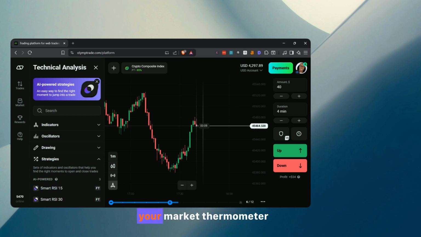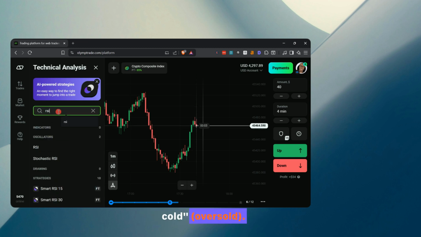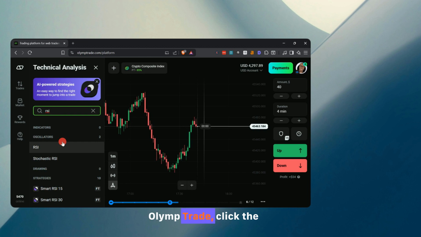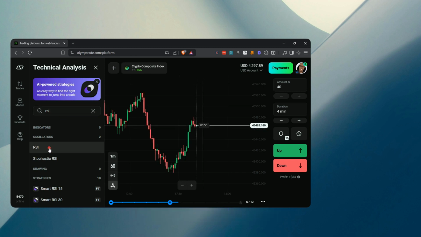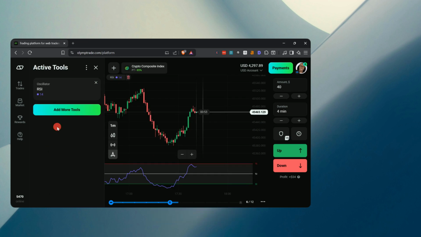Think of RSI as your market thermometer. It tells you when an asset is too hot, overbought, or too cold, oversold. To add RSI on Olymp Trade, click the Indicators button, search for RSI, and set it to 14 periods. Here's what you need to know.